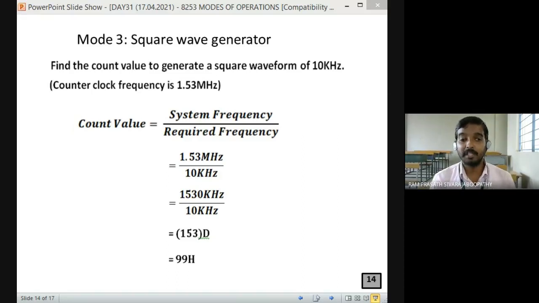Can we write the program? Assuming here we have 80, 81, 82, 83. These are the addresses for counter 0, counter 1, counter 2 and control load register. So first, what should I do with this control word for the control load register? Put it in the accumulator, correct? So after putting 76H in the accumulator, I'm going to write these two lines.